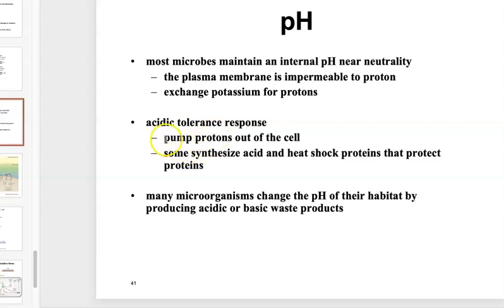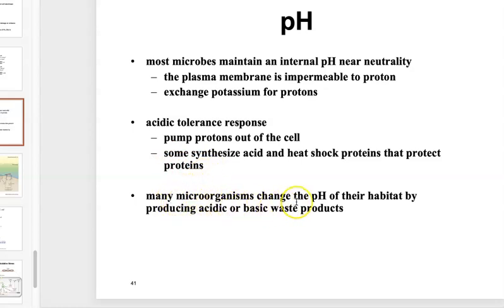And this is kind of the basis of a lot of preservatives that we use. We have a lot of examples of foods that are preserved with organic acids. They're not necessarily killing the microbes, but they're keeping them from growing because the microbes have to offset the increase in protons by pumping them out, and that takes energy, which again takes energy away from growing. Some synthesize acid and heat shock proteins that protect other proteins, and so again, or DNA. But there's another thing that happens too.